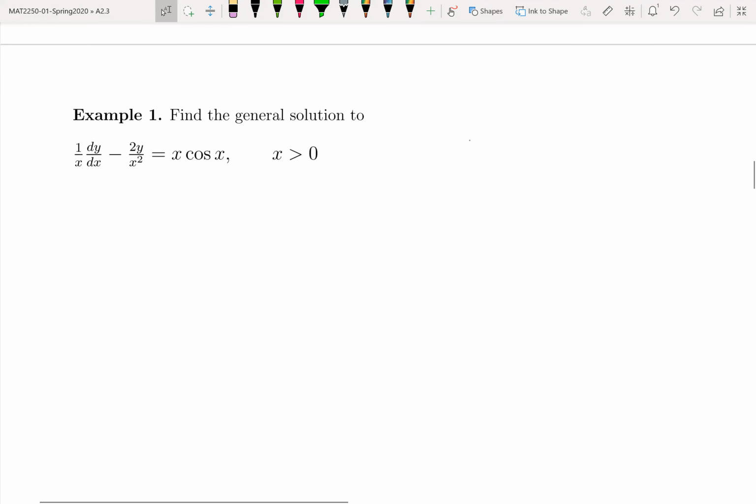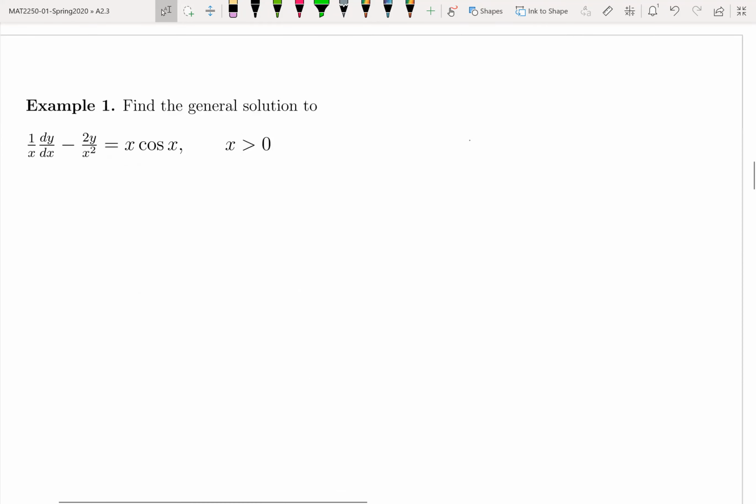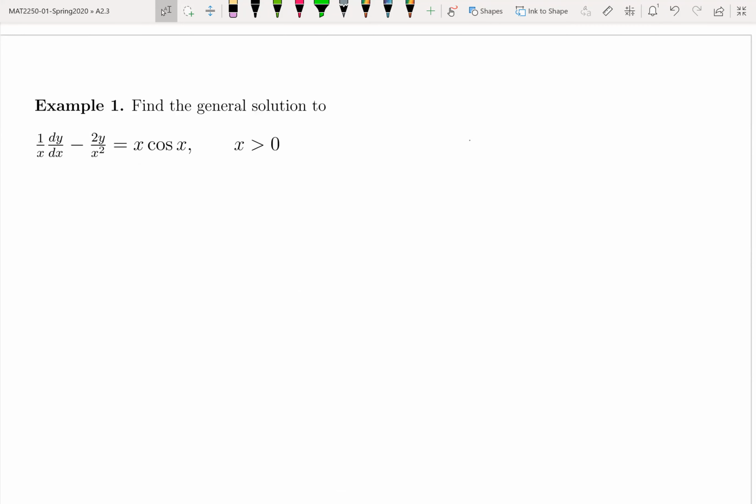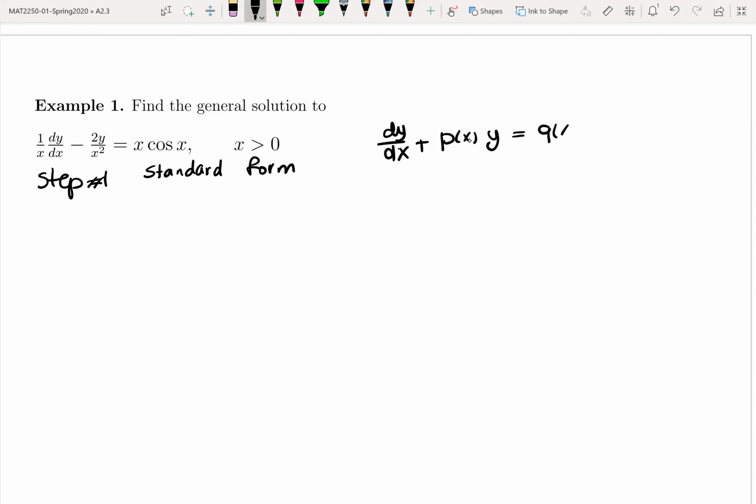We tried example number 2. Now let's try this one, an IVP. Step number 1: it has to be in standard form. Just to remind you, it is going to be one derivative, then p of x times y, and then you have to have a q of x at the other side. So this is obviously not standard.